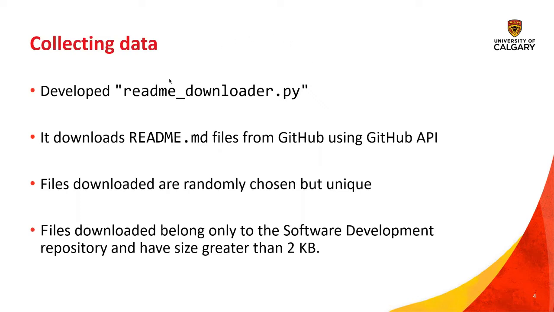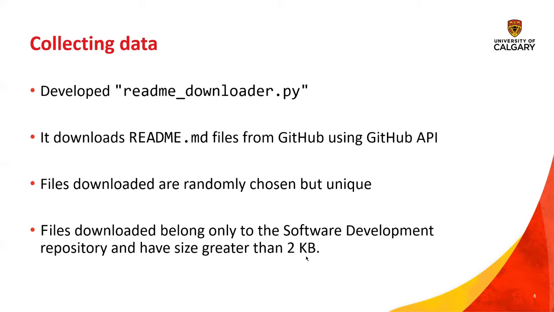So we wrote a script that we call readme-downloader.py. As the name suggests, it downloads readme.md files from GitHub using the GitHub API. All these files that are downloaded are randomly chosen, but it is made sure that these files are unique. Also, the files downloaded belong only to the software development repository and have size greater than 2 KB.